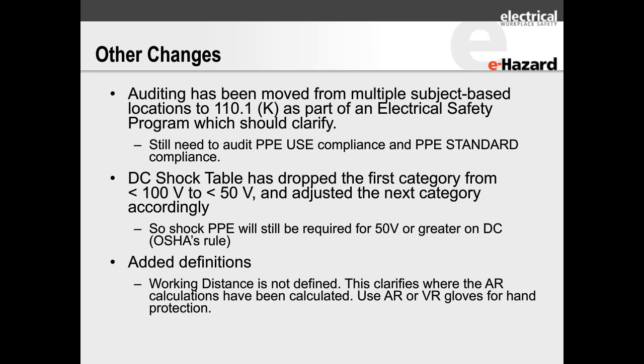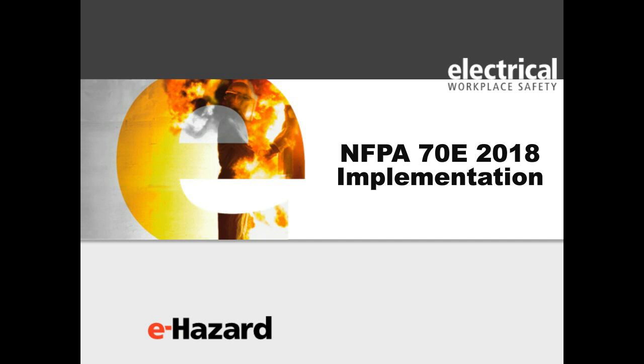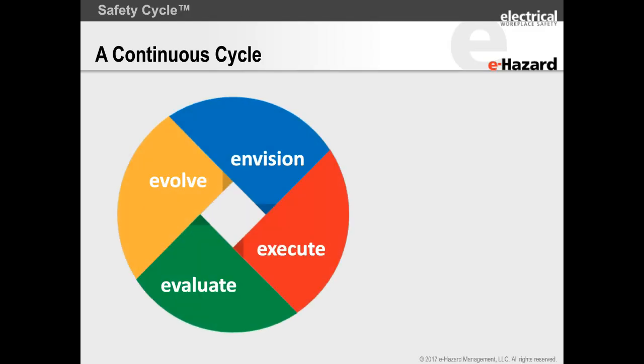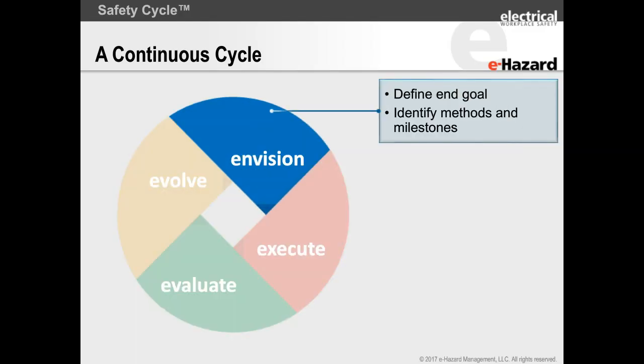And they also added some definitions which are important, but not anything that really affects PPE. We recommend that you use a continuous cycle. This is kind of a Deming model, but we've filled in some eHazard letters on it. So we want to envision, get our end goal. We want to execute. We want a written program.